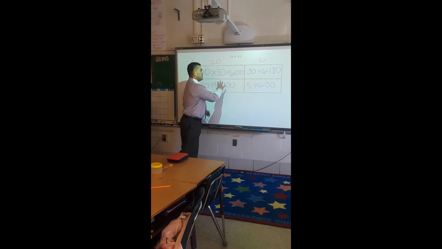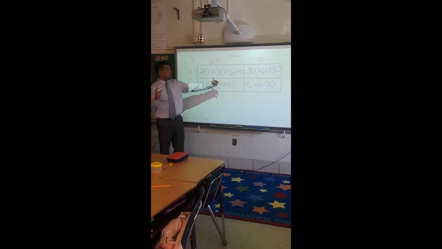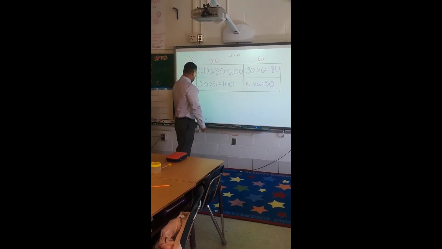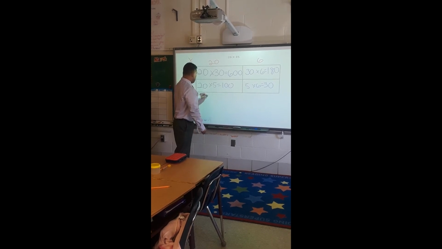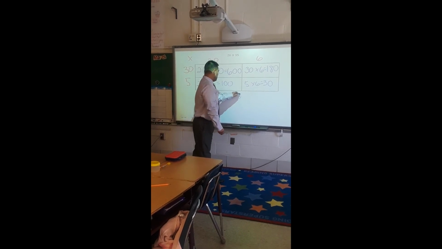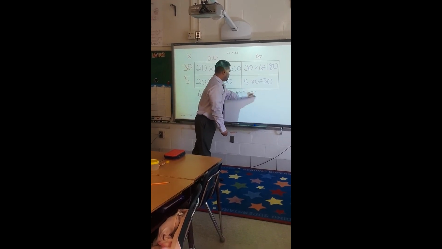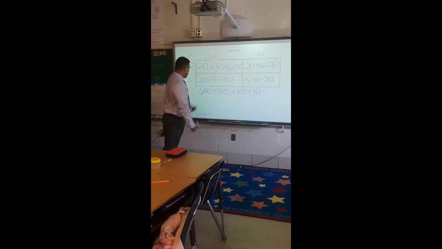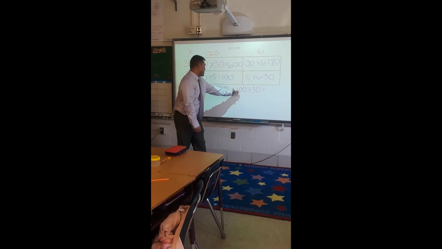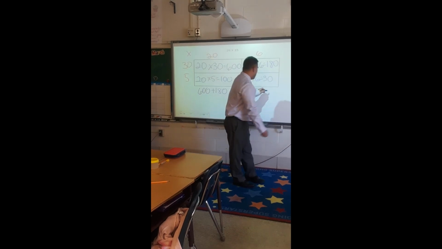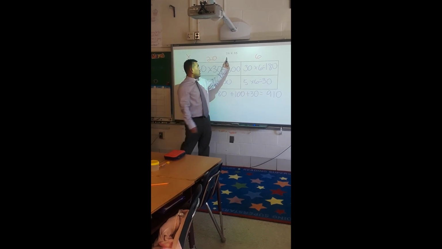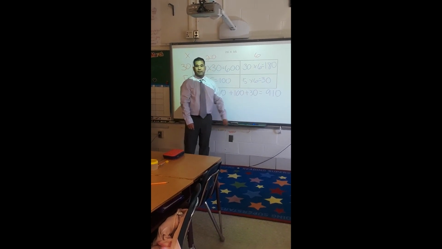Now that I have all of these individual products, since I used the expanded form to separate them, I have to combine them back together simply by adding these numbers. So I'm going to set it up horizontally, excuse me. And I know this is 600 plus 180 is 780, plus 100 is 880. Plus 30 is 910. So my product for this problem right here, 26 times 35, is 910.